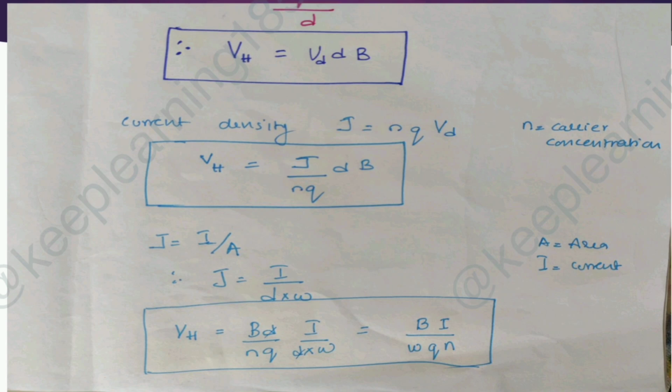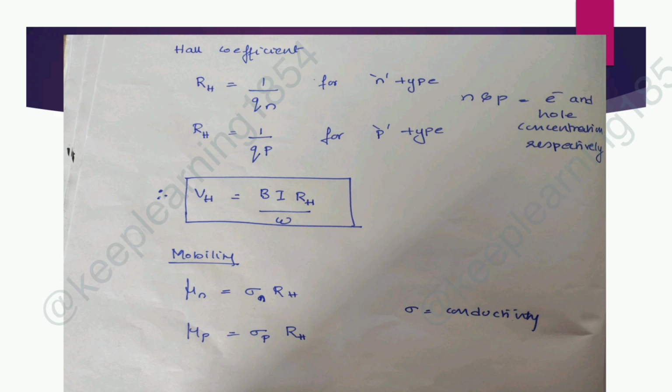Here A means the cross-sectional area, that will be equal to D into W, where D is the width of the material and W is the thickness of the material. So substituting the value of J as I by D into W, we get VH equal to B into I divided by W into Q into N. Here N is the carrier concentration. Here 1 by Qn we substitute as a constant known as RH, the Hall coefficient. So substituting for that, we get the Hall voltage as B into I into RH divided by W. So this is an important expression for Hall voltage.